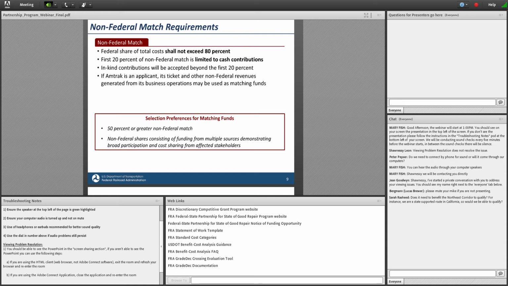And then in the box at the bottom, you see the selection preferences related to matching funds. We have a preference if you reach 50% or greater non-federal match, so a 50-50 split or greater. And for non-federal shares that consist of match funding from multiple sources that demonstrate broad participation and cross-sharing from all the affected stakeholders in the project.